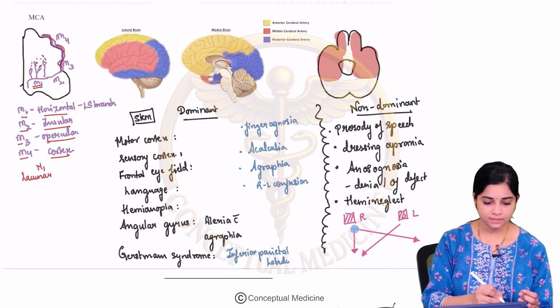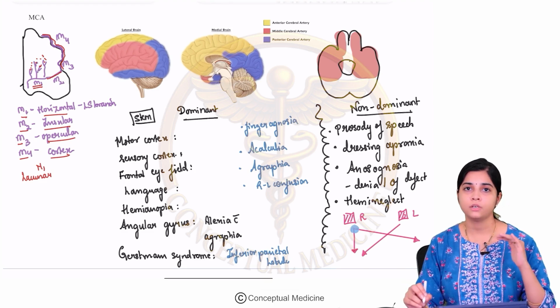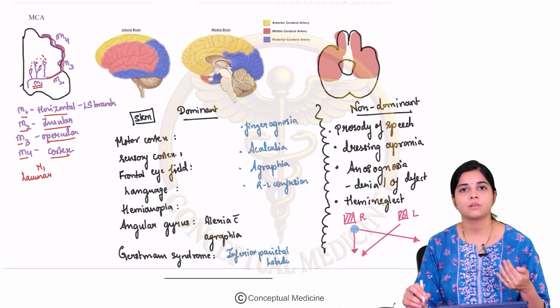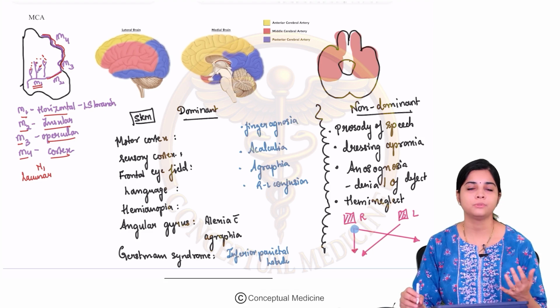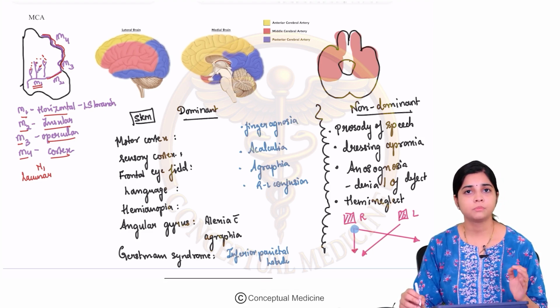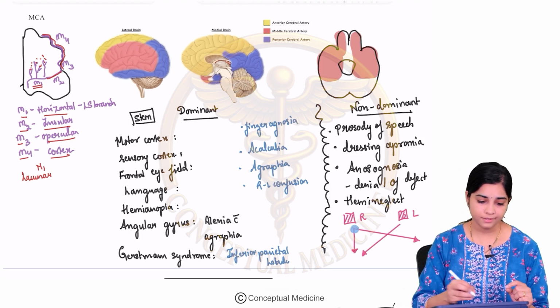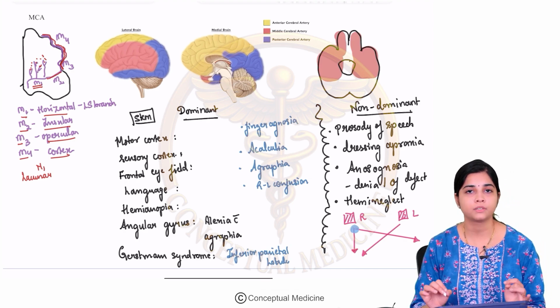But as you can see, the M2 is the main branch. So if the M2 is affected, large areas of the cortex can be involved. Whenever we talk about the major symptoms of an MCA infarct, it is usually due to M2 being affected, and that is what we will be looking at in detail. Now, M3 is going through what? It goes through the operculum.